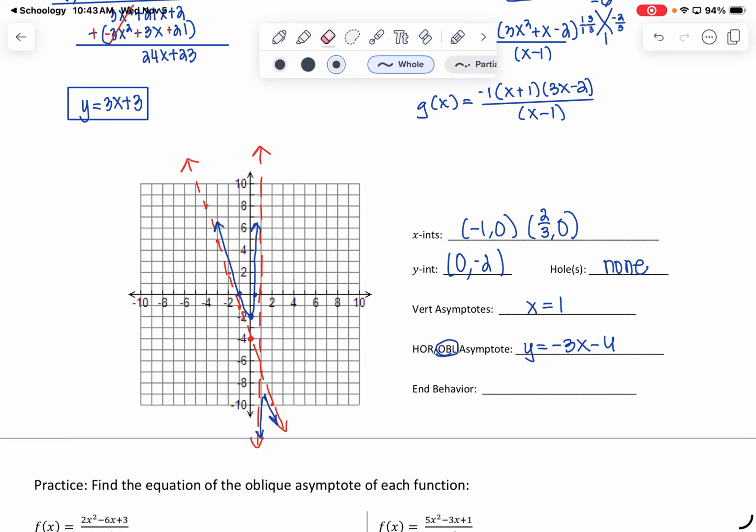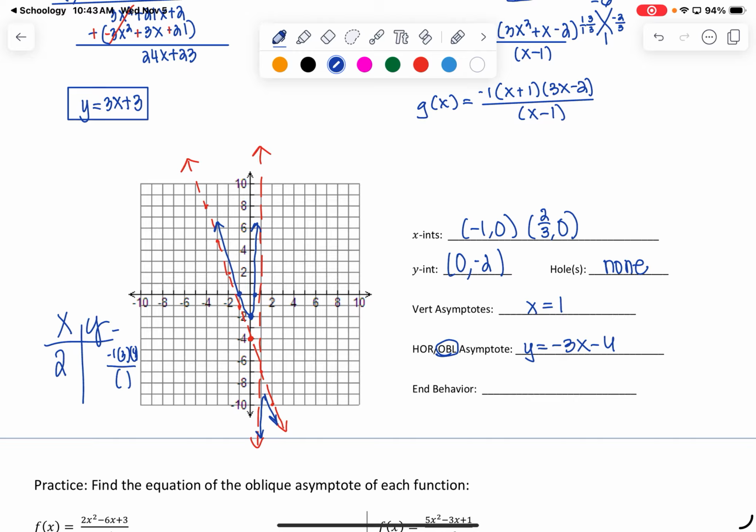But if you're unsure, you could always make a table of values, right? So x comma y, plug in any value to the right of the vertical asymptote. So if I plugged in 2, I get -1 times 2 numbers divided by 1 number. So if I plug in 2 in my numerator, I get 2 plus 1 is 3. 6 minus 2 is 4, so that's a -12. Divided by, plugging in a 2 in the denominator, I get 1. -12 divided by 1 is -12. So I have the point 2, -12, which is down here-ish. And then you can see that you get that piece right there.